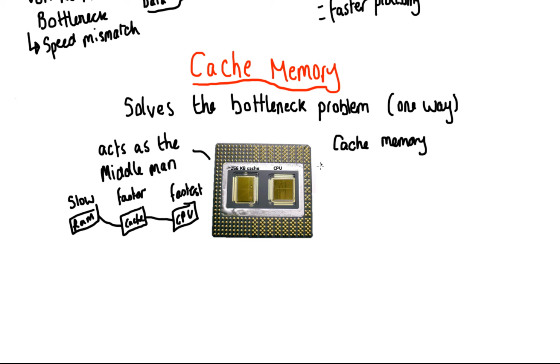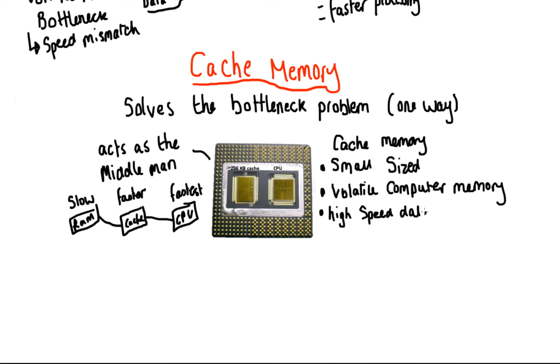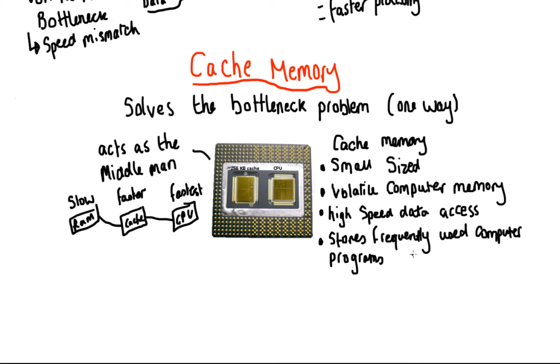Cache memory is usually small sized. This relates to the price of cache memory. It is very expensive. It's also volatile computer memory. It has very high speed data access, meaning we can transfer the data very quickly. And it also stores frequently used computer programs, applications and data.